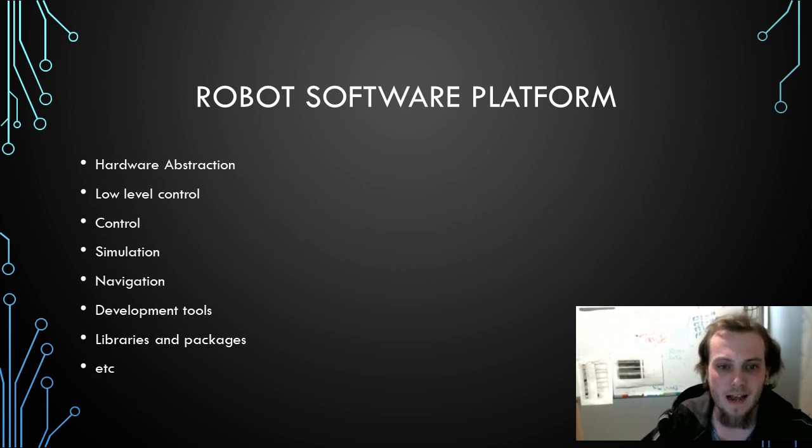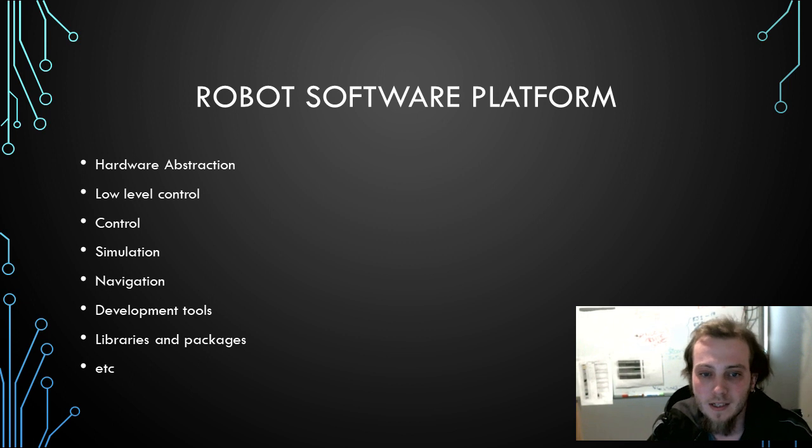So, a robotic software platform gives us tools to develop robotic application programs such as low-level control, sensing, navigation, simulation, and so on. Further, by using a software platform, we can create hardware abstraction, meaning that we can write directly to the hardware without understanding the details and complexities of every single sensor and actuator that is manufactured.